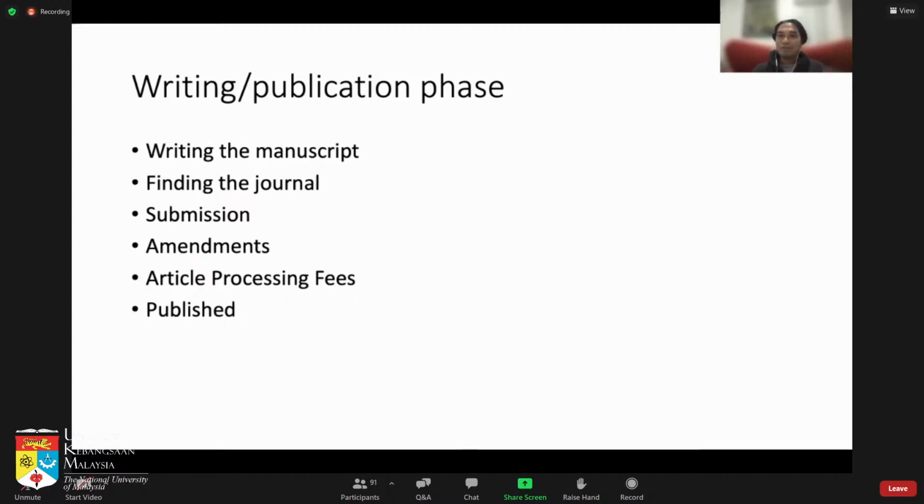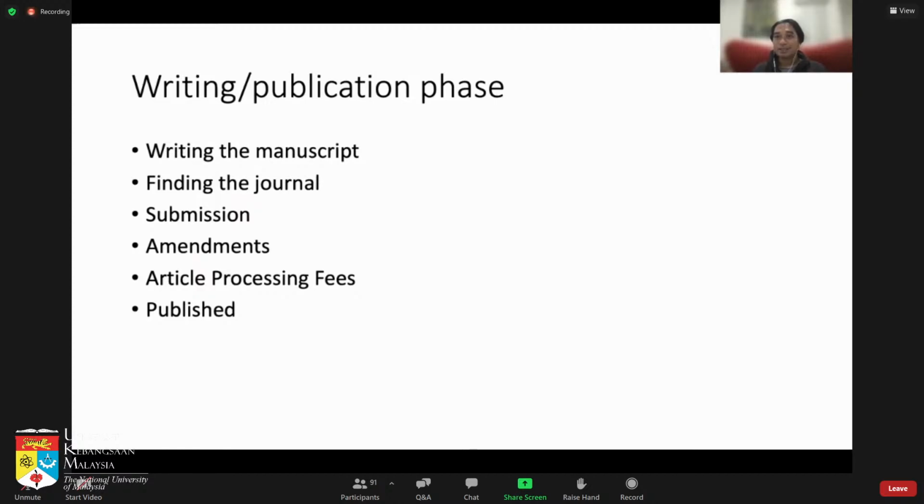So this process will take 4 months to 6 months. That's why, again, it's important for you to start early in identifying the research question, doing a proposal, presenting it to the ethics committee, doing the trial study and sending it to the journal. So it will take time. I mentioned to you the article processing fee, so some journals will have an article processing fee.